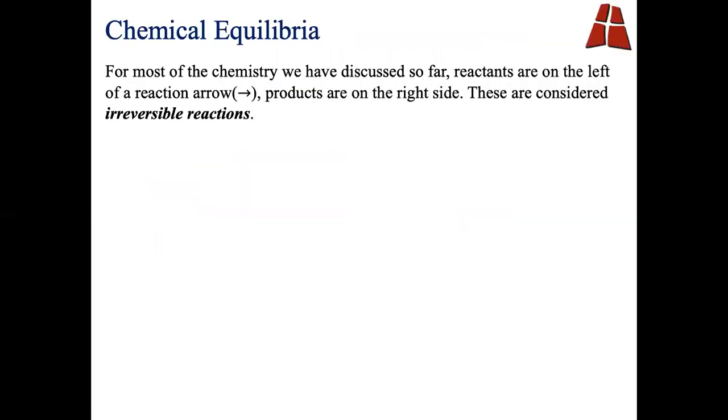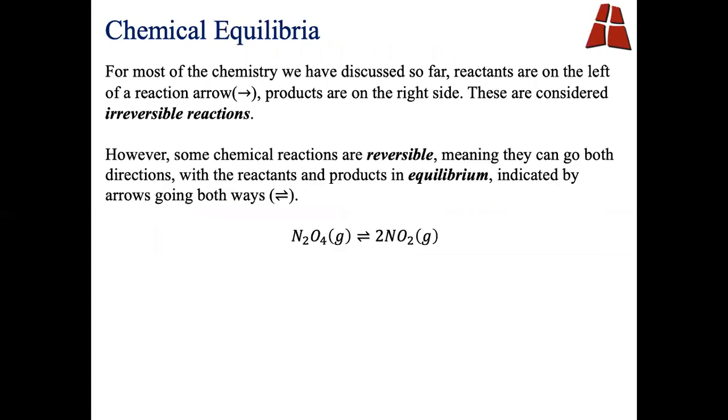So for most of chemistry, Gen Chem 1, Gen Chem 2, we've always had our reactants on the left side of a reaction arrow and our products on the right side. And anytime we draw this sort of reaction arrow only pointing one way, we consider that to be an irreversible reaction, meaning that it only goes the one way. However, many chemical reactions are in fact reversible, meaning that they're capable of going both directions in an equilibrium.